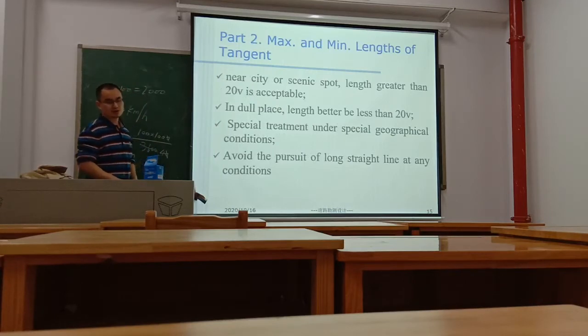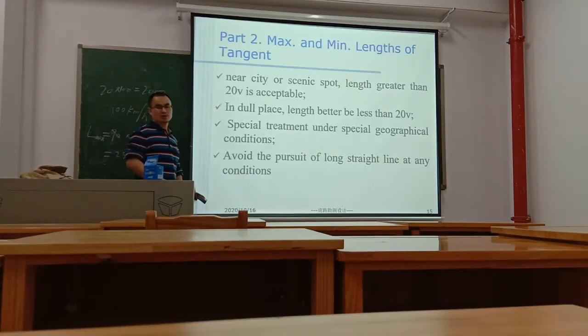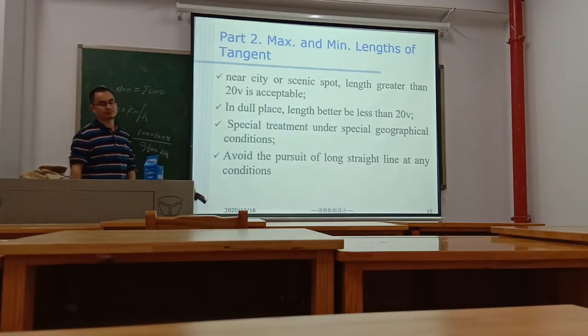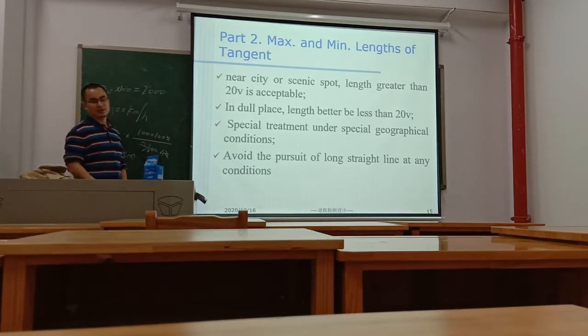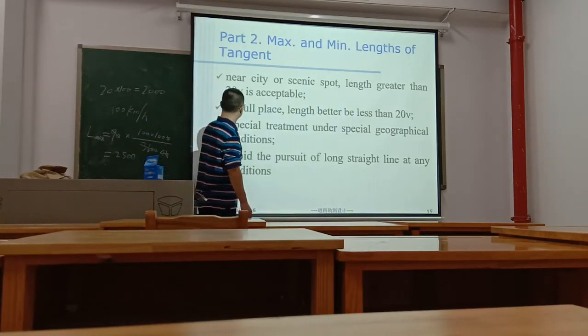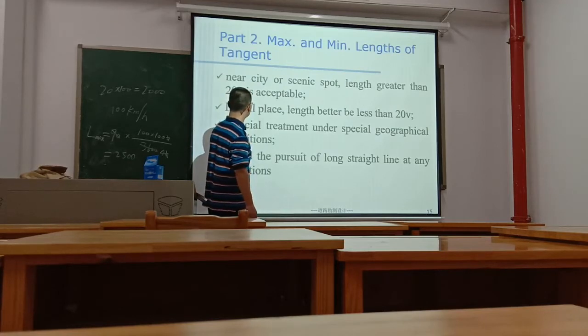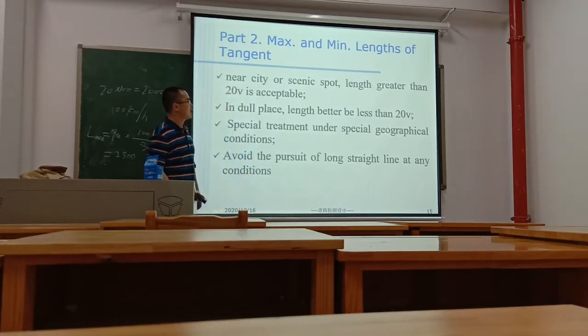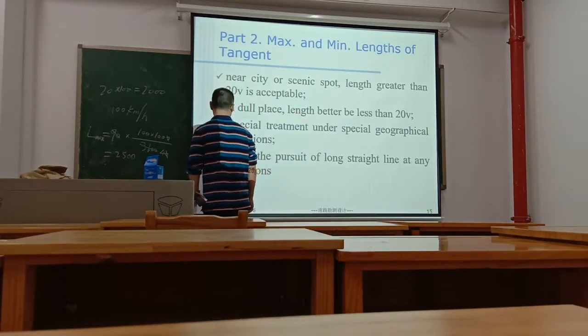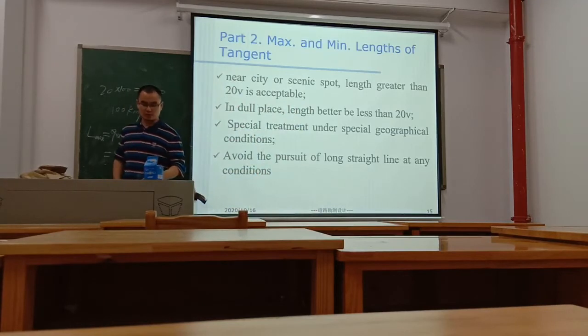Near a city or scenic spot, length greater than 20 times velocity is acceptable. In a dull place, length had better be less than 20 times velocity. Special treatment under special geographical conditions. Avoid the pursuit of a long straight line under any conditions.